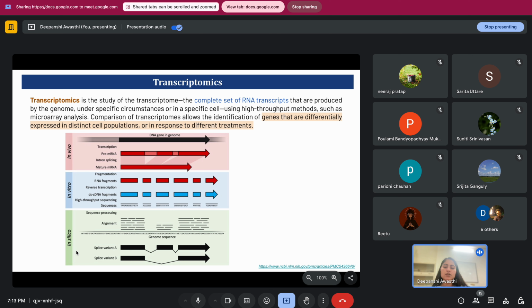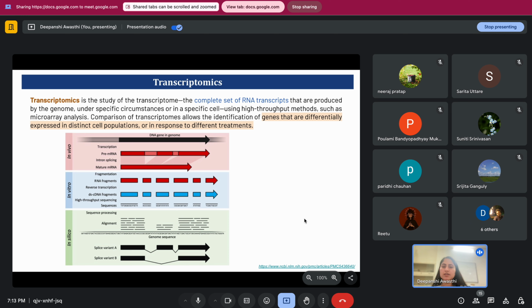Then in silico you have to perform the sequence processing and alignment, the BAM files will be generated, and then you will be able to identify the splice variants. So in this way they are showing that there are two splice variants observed, splice variant A and B, and the difference is that in splice variant B, one of the exons is skipped. In this way transcriptomics helps you to identify the splice variants which are present in your sample.